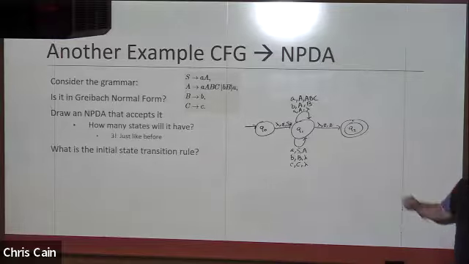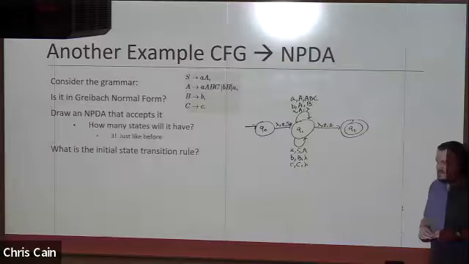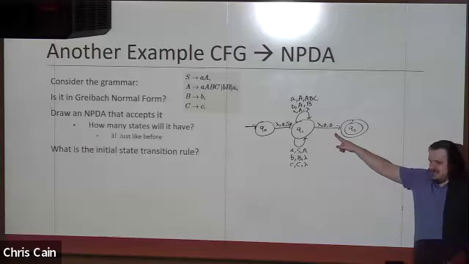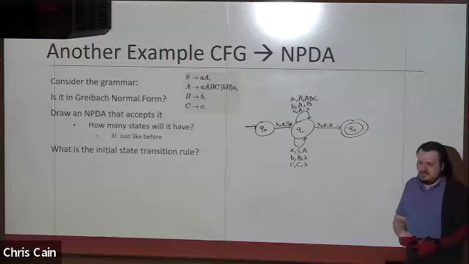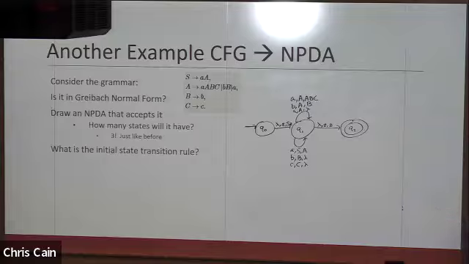And then we accept if we are in the final state with an empty stack, allowing for that bottom of stack character to be on the stack and/or at the end of the input. All three of those things are true, then we can accept.